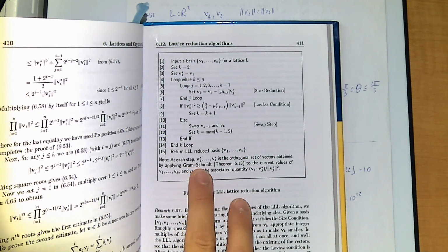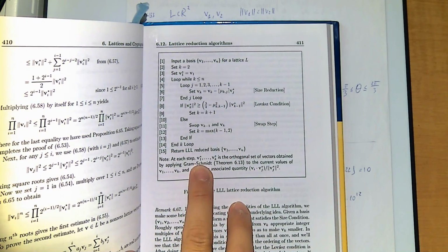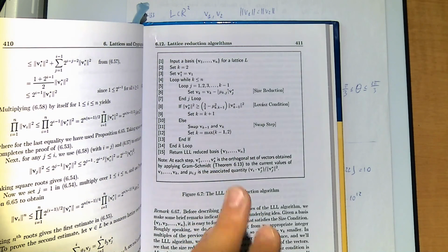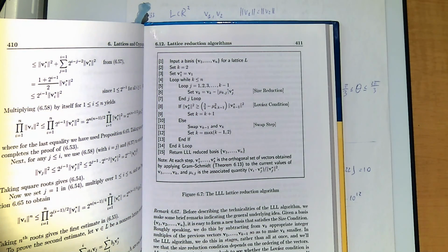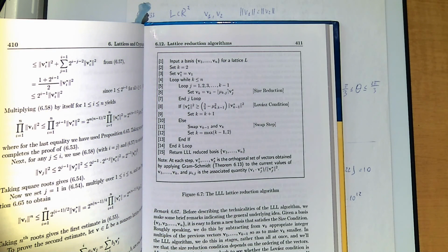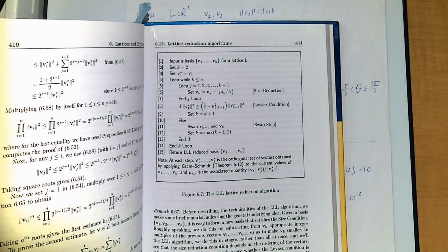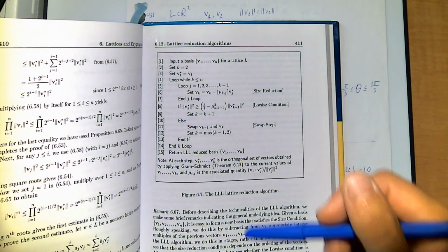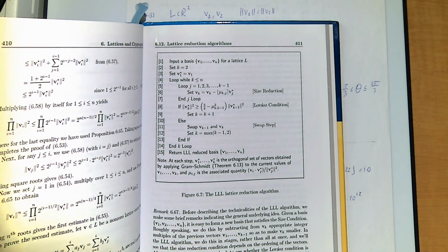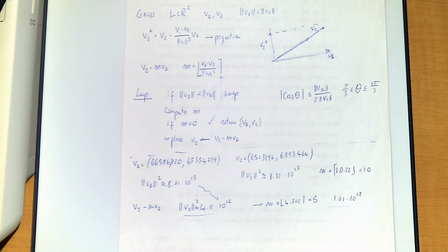And it says here that at each step, the new V1 star to VK star, like the previous, is the orthogonal projection of not just one vector, but the span of the previous vectors. And so in the end, you end up with a much reduced basis. And the hope is that the new basis has a much better orthogonality ratio. And you can prove, in fact, that the algorithm always terminates.